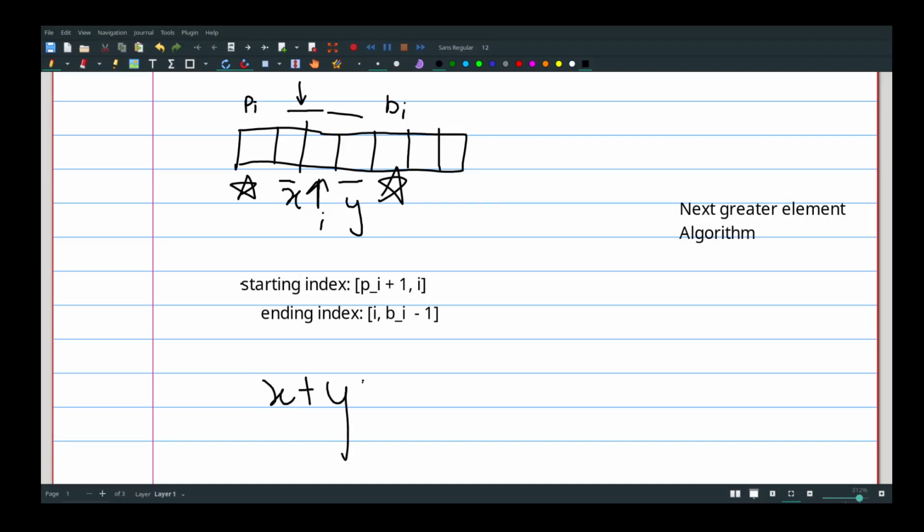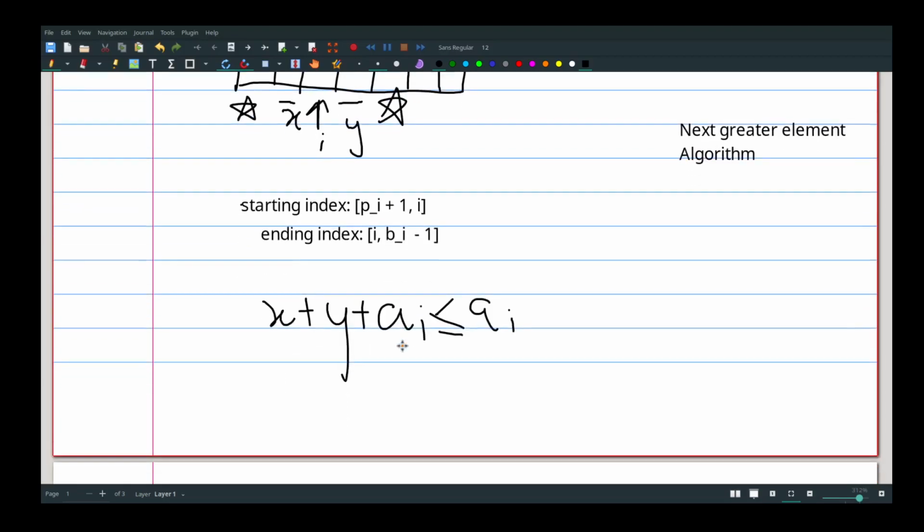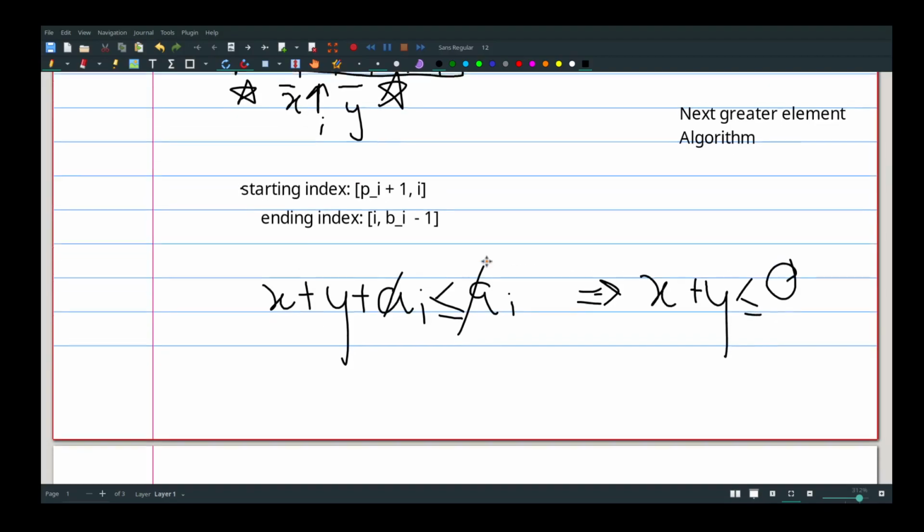Since this inequality is supposed to hold for all subarrays, we can write this inequality down as the left part of the subarray plus the right part of the subarray plus the element that is the max, which will give us x plus y plus a of i, and this is supposed to be less than or equal to a of i. Again, we can cancel this out, which would give us the inequality x plus y is less than or equal to 0.